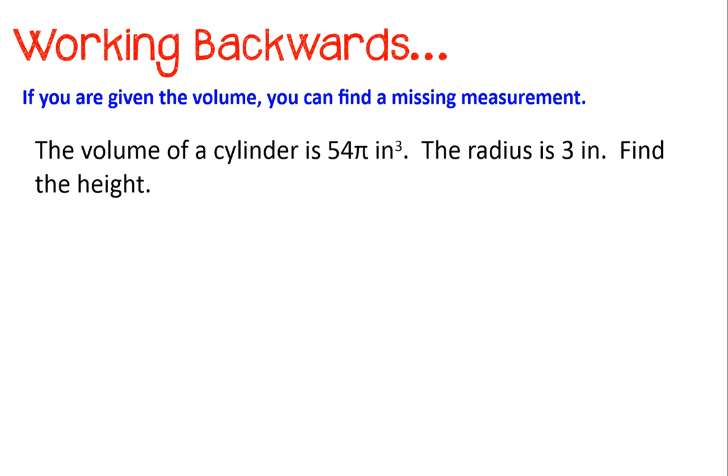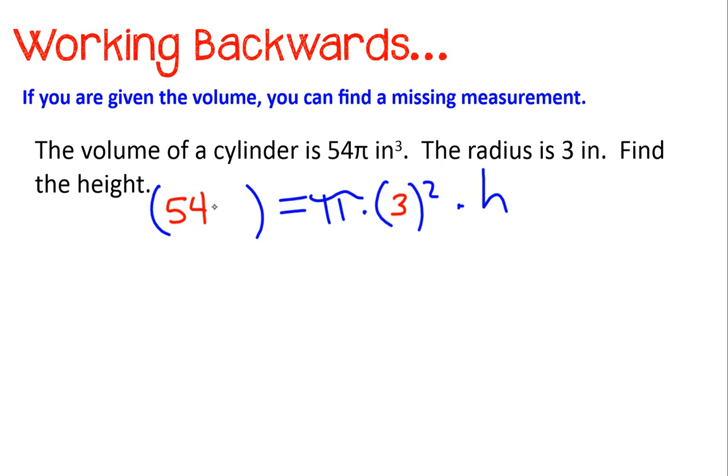The volume of a cylinder is 54 pi inches cubed. The radius is 3 inches. Find the height. Again, I always use this formula. I'm going to substitute in the values that I'm given information for. So I was given information for the volume, and I was given information for the radius. So the radius was 3, and the volume was 54 pi. Now that's interesting, but it's not uncommon. As I mentioned earlier, sometimes you will write your volume in terms of pi, meaning you won't actually multiply by pi.